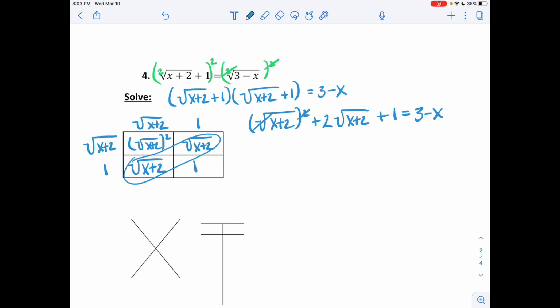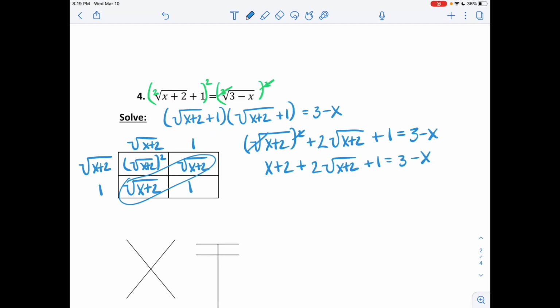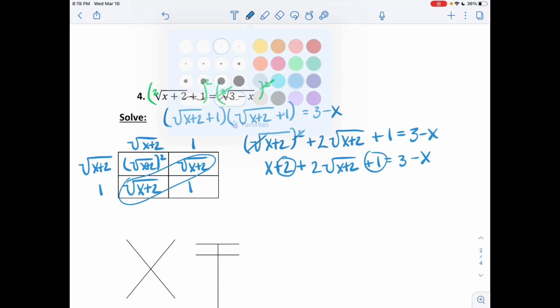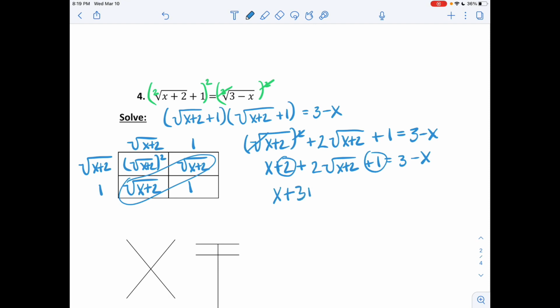Let's go ahead and continue working on this. So I can now write this as x plus 2, and then the 2 times the square root of x plus 2, and then plus 1 is equal to 3 minus x. I see a couple of terms that I can combine. I can combine the 2 and the 1, and so I can rewrite this as x plus 3 plus 2 square root of x plus 2, and then 3 minus x on this side.